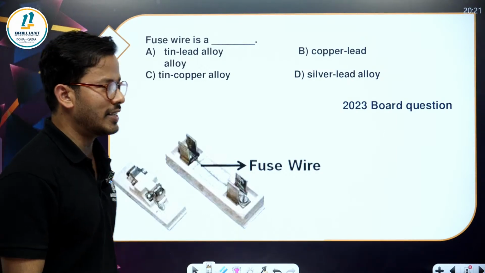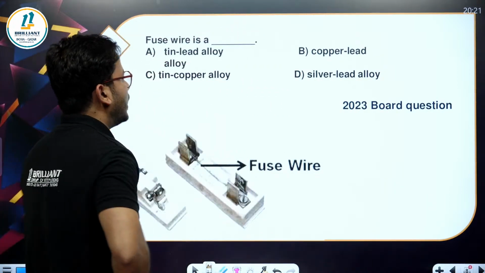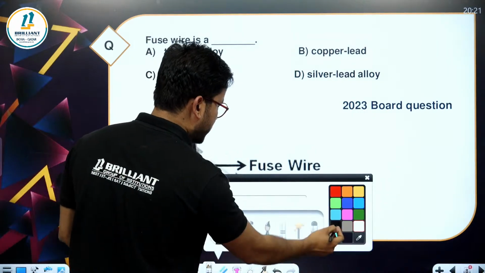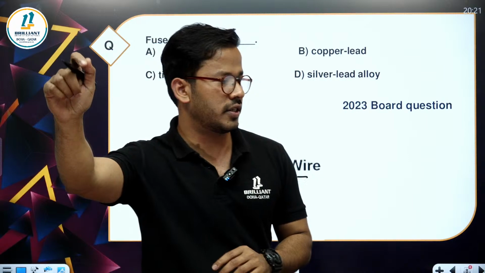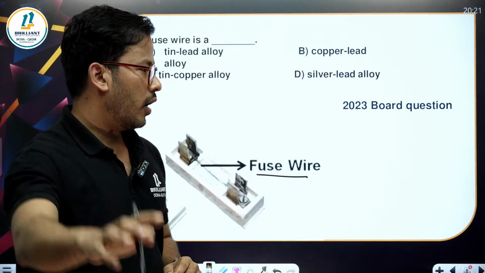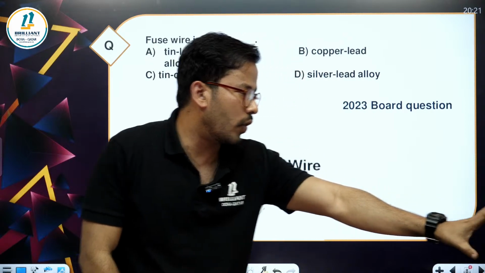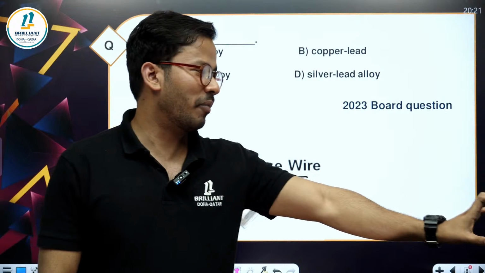All right, your answer is A. Your answer is A. Perfect. Your answer is lead and tin. So I'm going to ask something: do you know about this device, fuse wire? So if you know, can somebody type in the chat box?